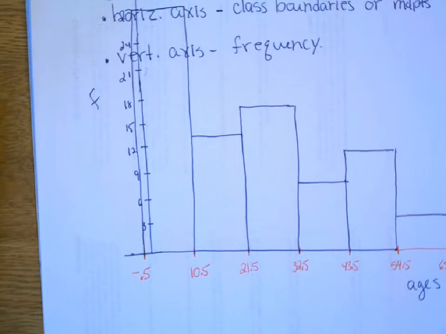Let's see. Page 39. 1, 2, I don't even care about those. Midpoints, cumulative frequency. 6. Ages. And then, yeah, you got frequency, it's just ages.